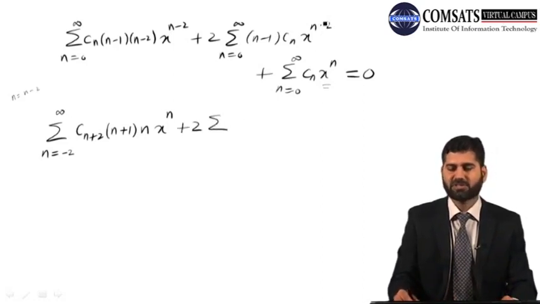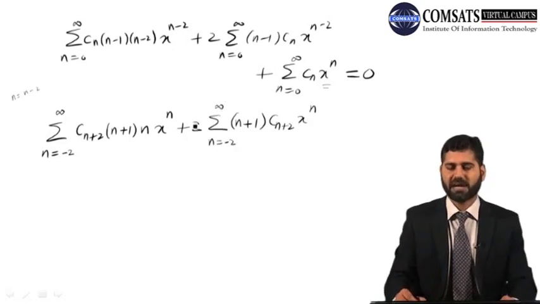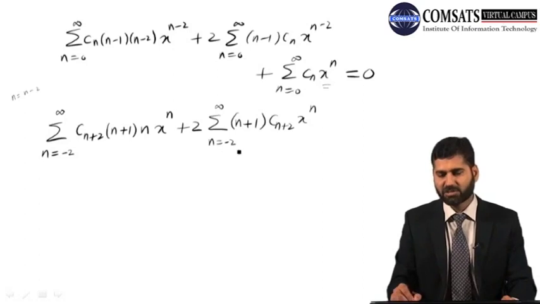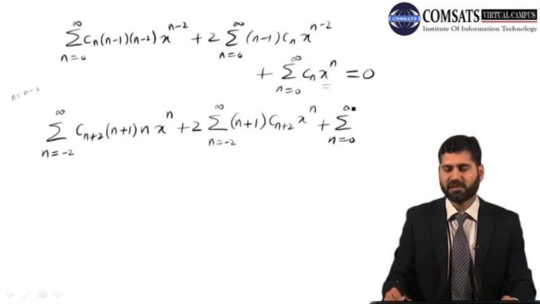here I am changing n minus 2 to n. So again, n will become n plus 2 minus 1 is n plus 1, Cn plus 2, and xn, and again n will start from minus 2 to infinity. Because n is equal to 0 gives you x to the power minus 2, where n minus 2 will give you x to the power minus 2. Alright? And plus, here we don't need to do anything, so this will remain.